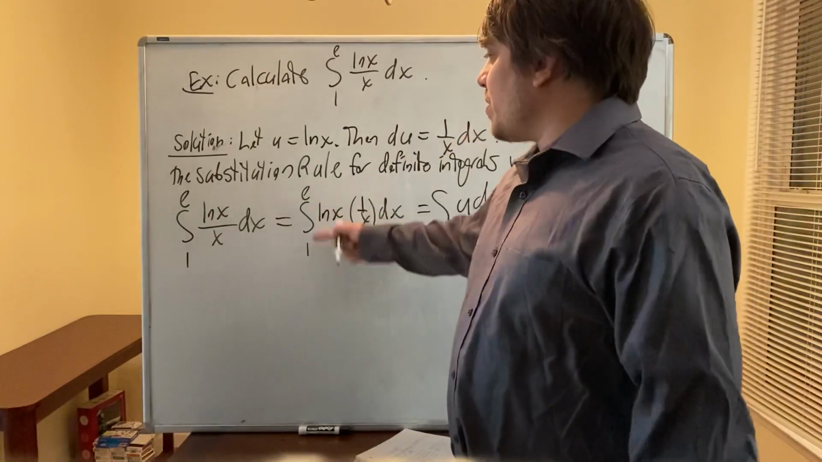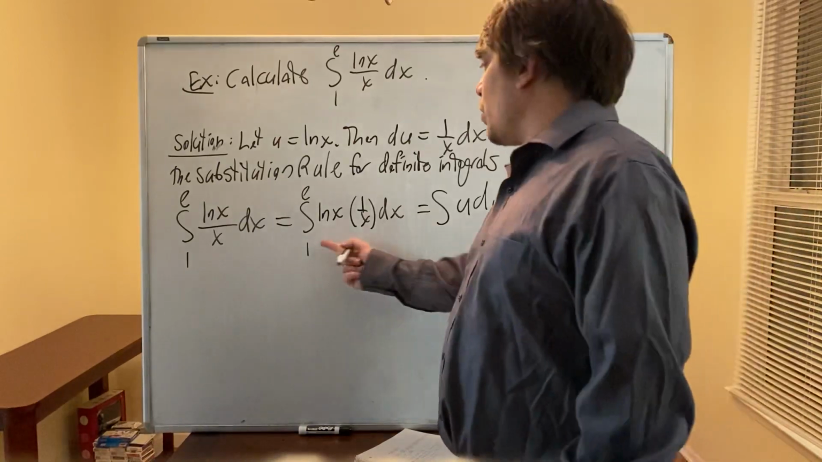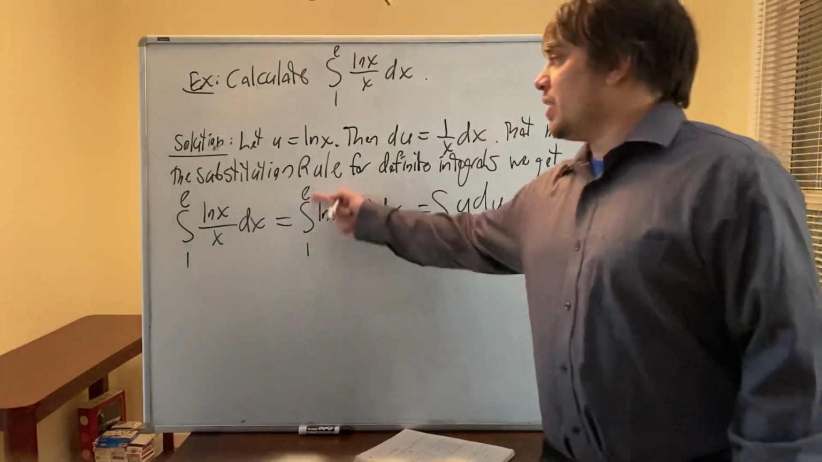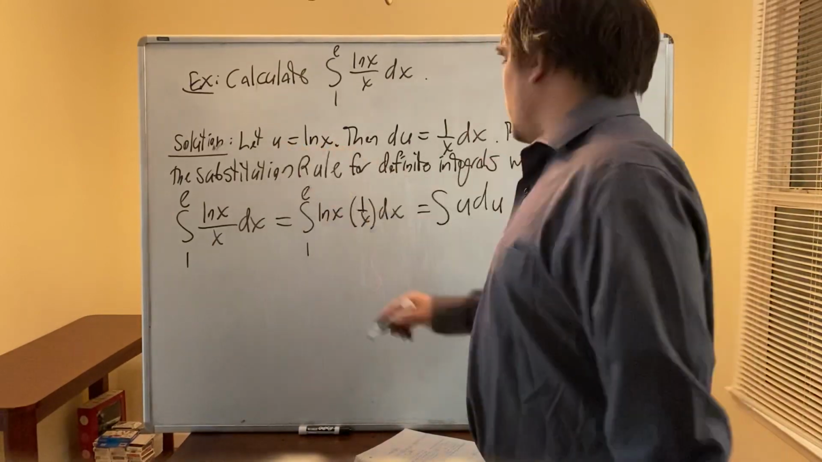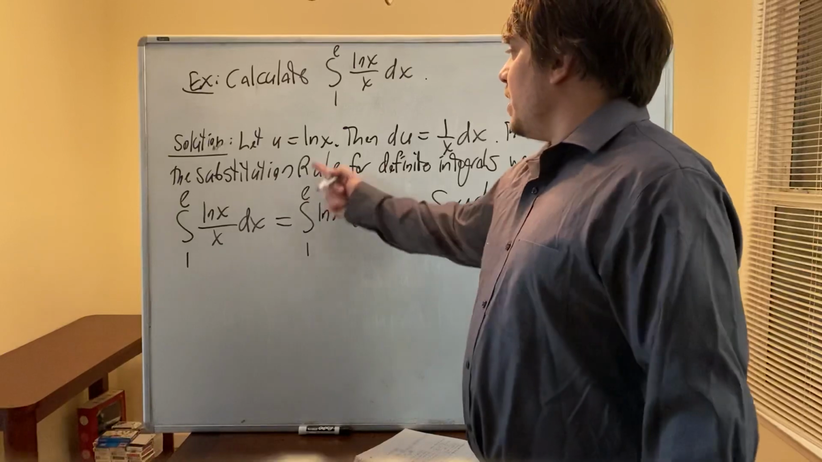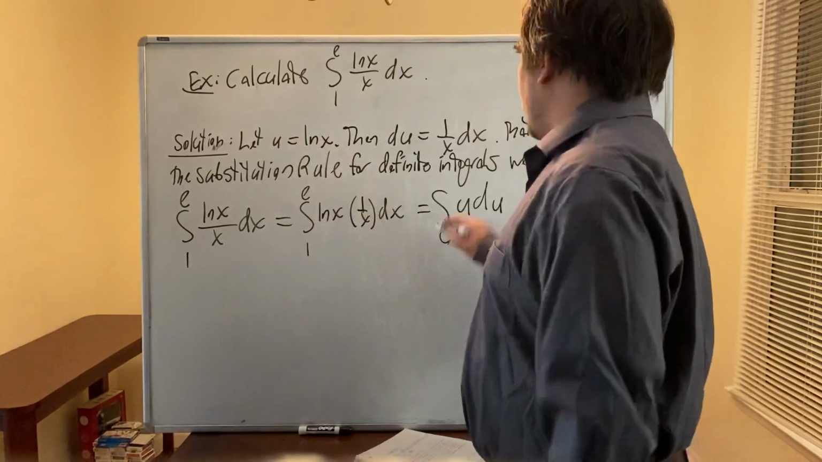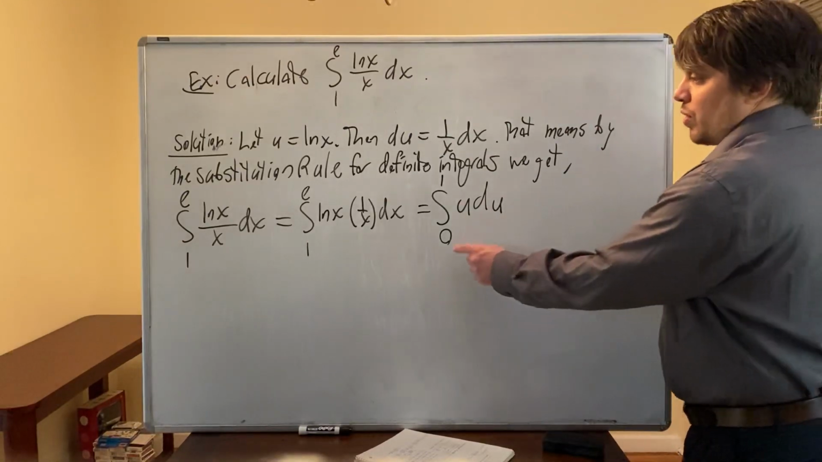But now these limits of integration are values with respect to x. I need to write the corresponding values of u for these x values. So when x is 1, ln of 1 is 0. So I put a 0 here. When x is e, ln of e is 1. And so u is 1. And so now the new limits of integration are 0 and 1.